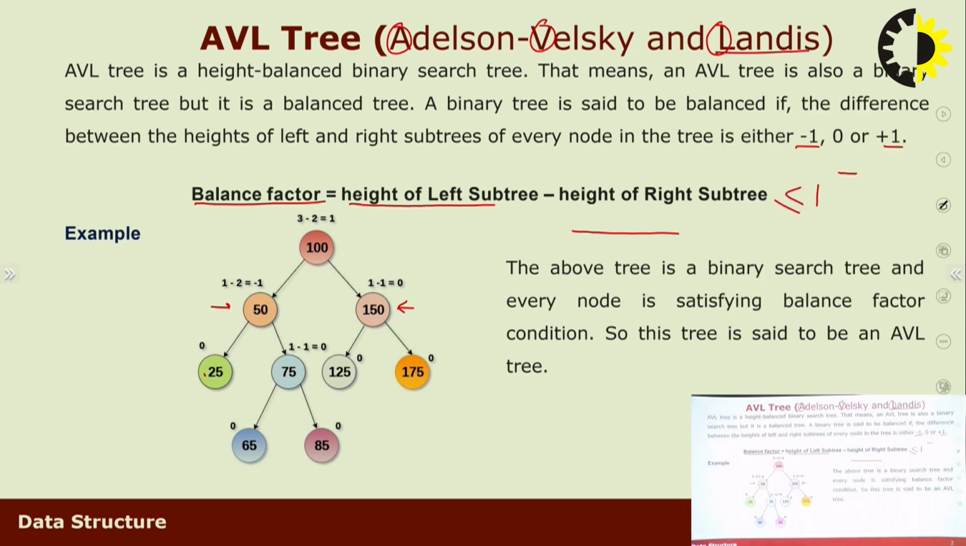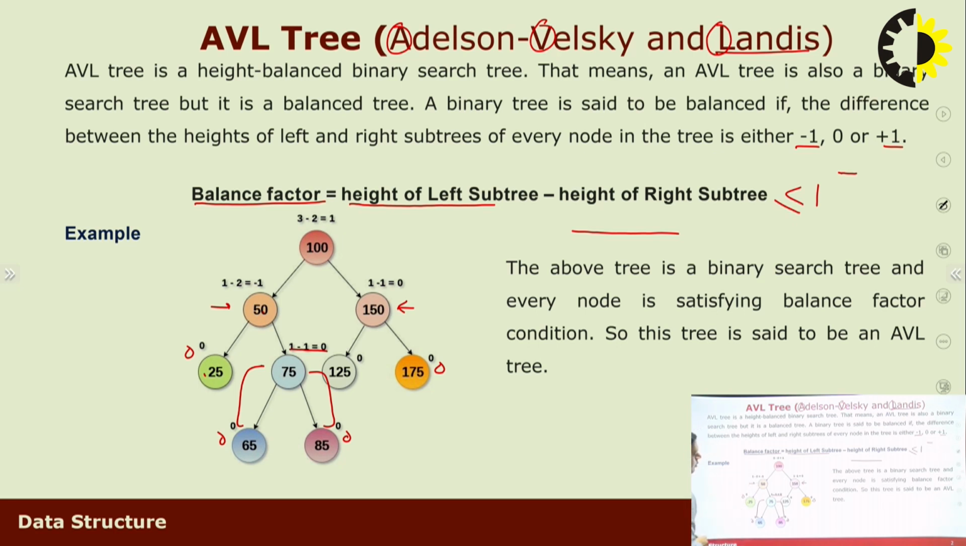Now the question comes, how is the balancing factor calculated? As we know, balancing factor means height of left subtree minus height of right subtree. Then for a leaf node, the balancing factor will always be 0 because there is no left child and right child. This is also a leaf node, that is also 0. This is also 0. Now, for example, we are calculating the balancing factor at 75. Then the height of left subtree, this is the left subtree, that is height 1, and this is the right subtree at node 75, that is 1 minus 1 equal to 0. This is also a leaf node, that means the balancing factor is 0.